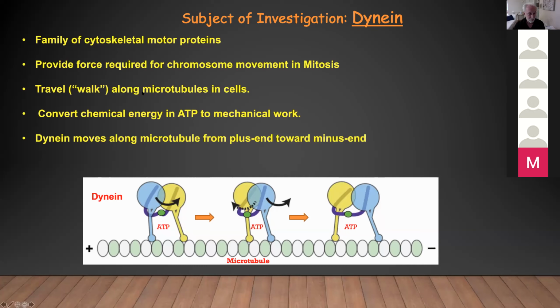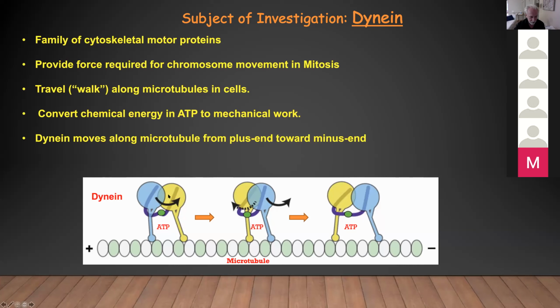Dynein molecules travel along the microtubules in cells in what's described as a walk. And it's an active process because ATP is required. They have to expend energy in order to move. So the chemical energy in ATP is converted to mechanical work. And at the bottom here, it illustrates the process. And you can imagine this, if you take your two fingers and walk them across your desktop, that's the motion that dynein makes as it walks along a microtubule.